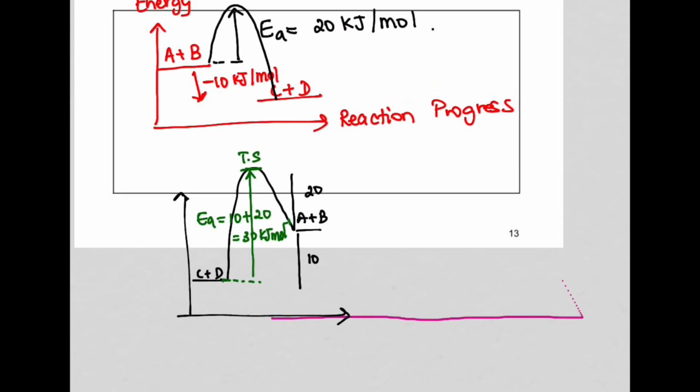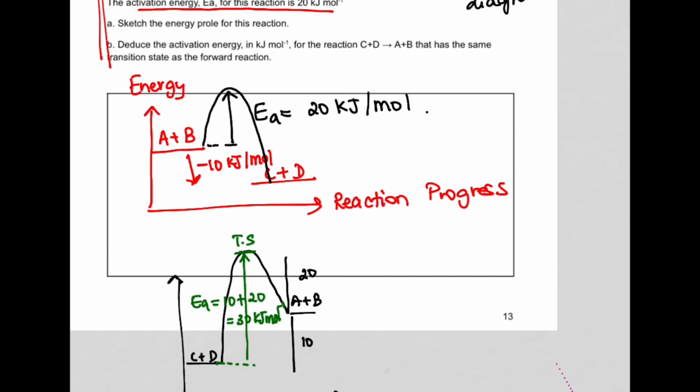So here it's asking you to deduce. So there's no diagram, that's not needed. So you can deduce it to be 30 kilojoule per mole.